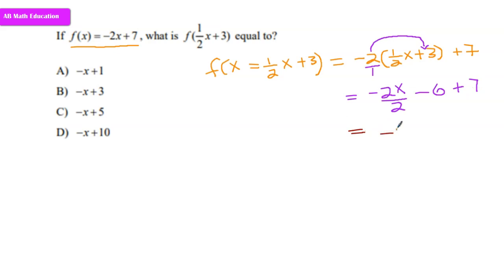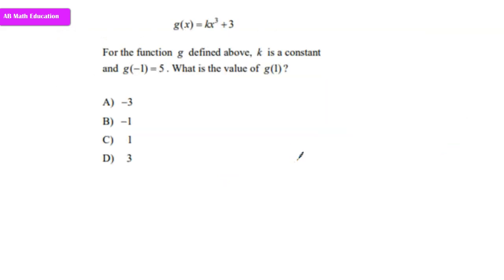This gives you negative x, or negative 1x, and then minus 6 plus 7. These two numbers are constants, so they are like terms. So when we operate on that, we get negative x, and that gives us plus 1. So you see that option A is the right one. Okay, so here is another instance.